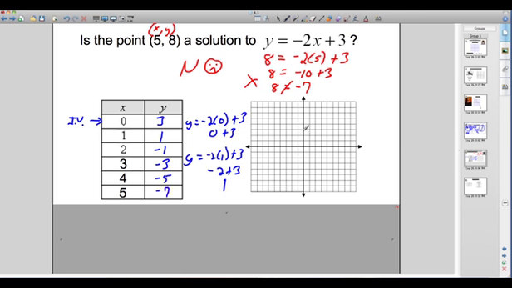Excellent. Could I plot all these points? Sure, no problem. Start at here. 0, 3. It looks like I'm at 1. At 2, I'm at negative 1. At 3, I'm at negative 3. At 4, I'm at negative 5. Am I in the right? 1, 2, 3, 4, 5. There we go. And at 5, I'm at negative 7. So you can see here comes my line. If I can draw a nice straight line.